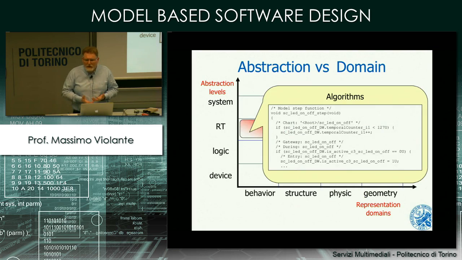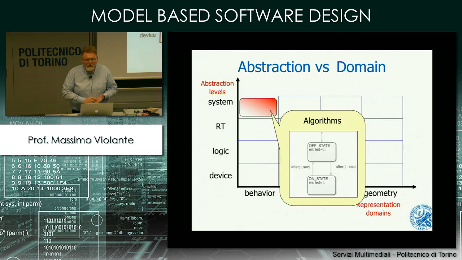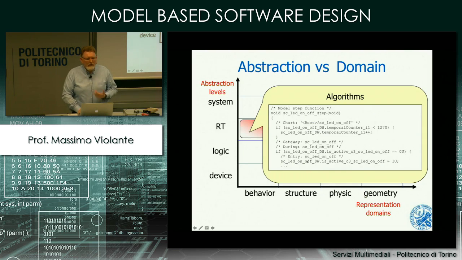This is a C program. I don't want to write this. This is something that I derive automatically from that. I want to model at this level, where it is easy to reason about the behavior. Then this, what I need for implementing the behavior, is done automatically. Okay?